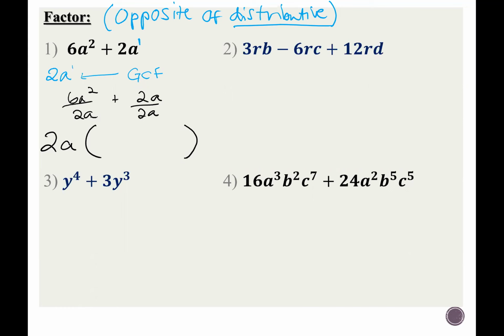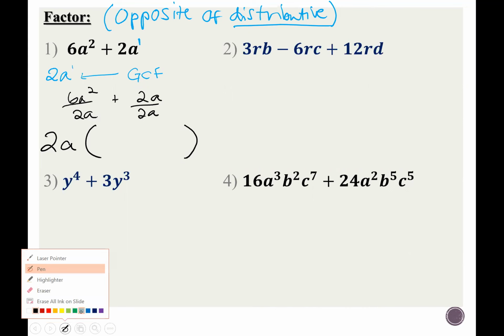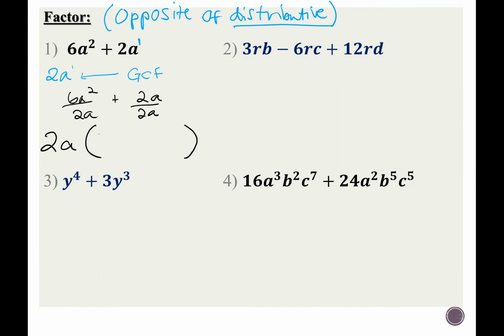So let's remember how to divide here. 6a squared divided by 2a. I'm going to do 6 divided by 2, that's 3. A squared divided by a, remember there's a 1 there. Subtract the exponents, 2 minus 1, that's going to be a to the 1 or just a. So my first term now is 3a plus. Be careful here, 2a divided by 2a, that's just going to be 1. Sometimes people think it's 0 or something else. So be careful, it's just 1. This right here is my answer.